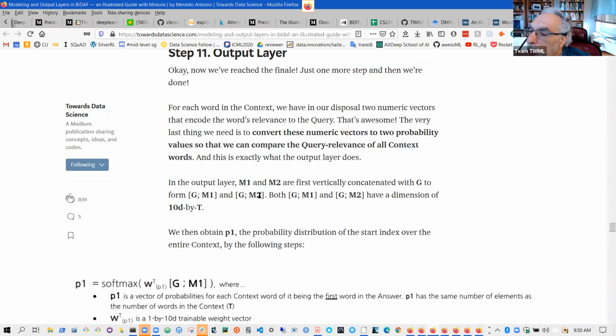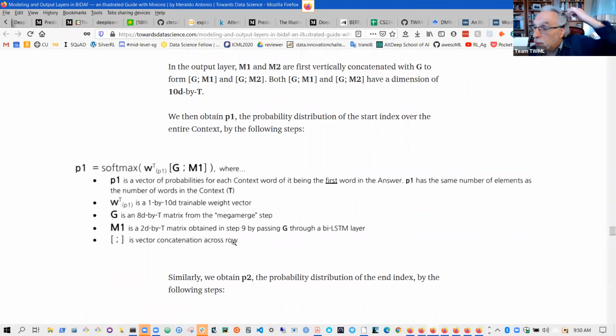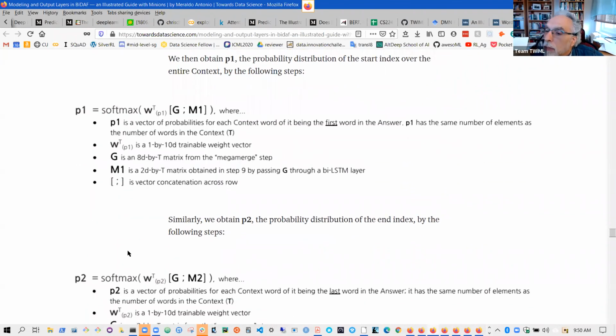So then he combines them with G to get 10D by T. So the M1 has 2D by T and the G has 8D by T. I guess that's where he gets the 10. So M1 and M2 are vertically concatenated with G to get these 10D by T vectors. We then obtain P1, the probability distribution of the start index over the entire context. And then I guess we want P2, the probability distribution of the end index in the same way.